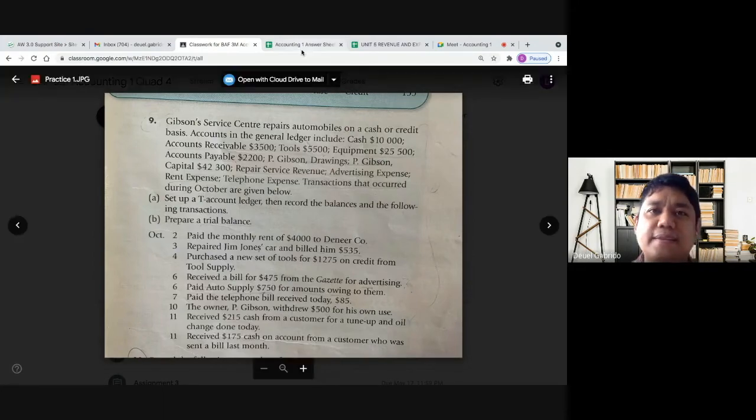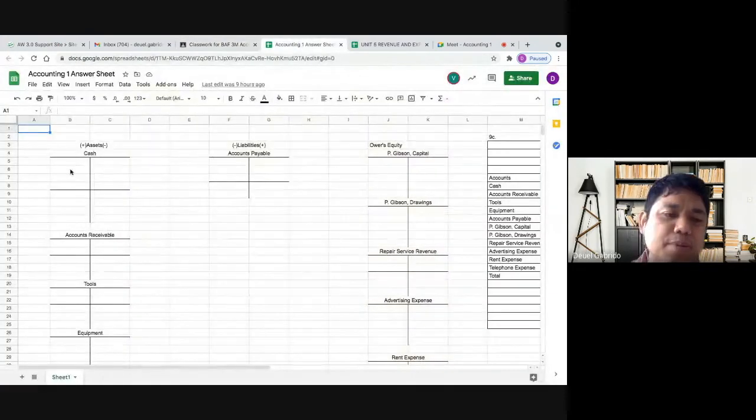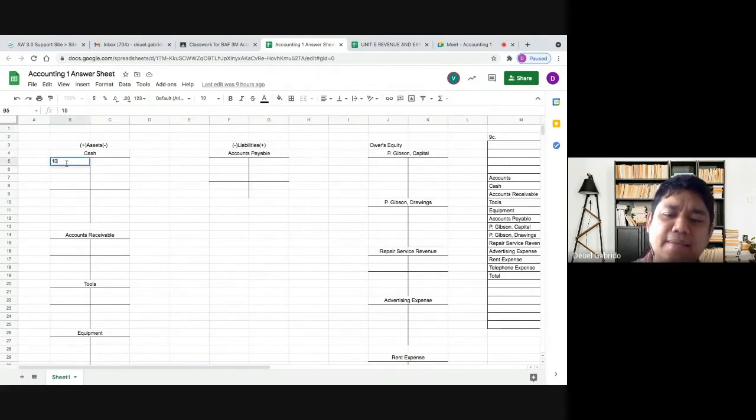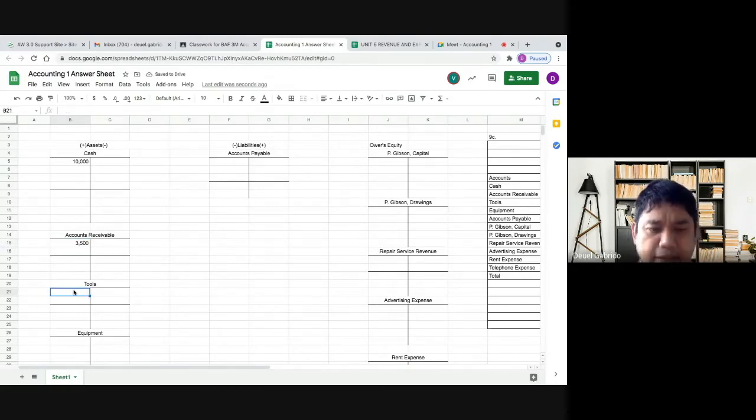Let's start. The first step is we need to put the beginning balances. Cash, if you're going to read that, is 10,000 here. Because there is no specific date, let's just conclude that that's the beginning balance. No need to put any date there. After cash, we have accounts receivable of 3,500. Why do I put it on the debit? Because they are assets. Tools, 5,500.